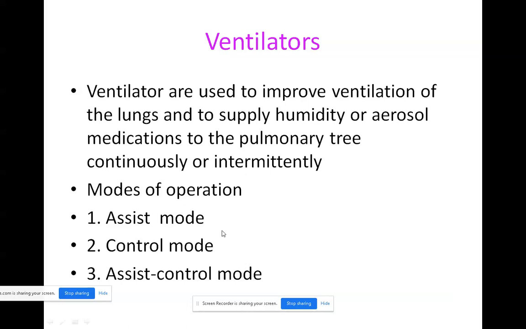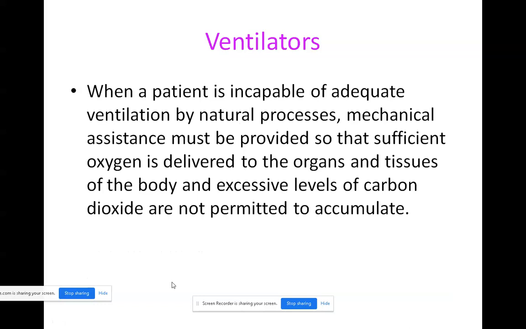Okay. So, modes of operation. The ventilator will be operated in three modes: assist mode, control mode, or both modes, that is assist control mode. When a patient is incapable of adequate ventilation by natural process, inadequate meaning not getting enough air or oxygen to the lungs, at that time you will need mechanical assistance, that is a ventilator device, which will be providing sufficient oxygen to the lungs. Okay.